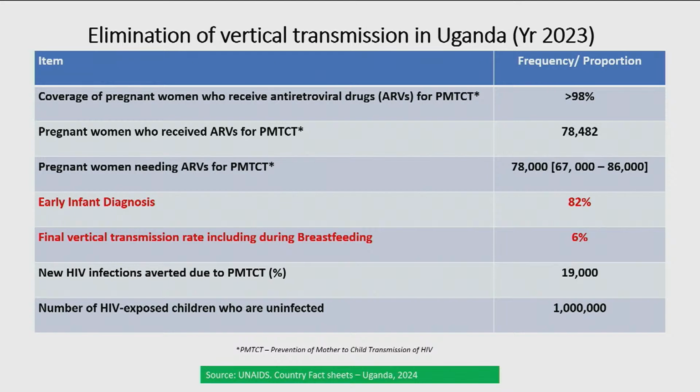So the new infections which were averted due to PMTCT were about 19,000, but very, very importantly, the number of children who are exposed to HIV but not infected is about 1 million. So lots of children out there are exposed to HIV but not infected. It's a much bigger population than the ones with HIV. And they have several morbidities that we need to take into consideration.